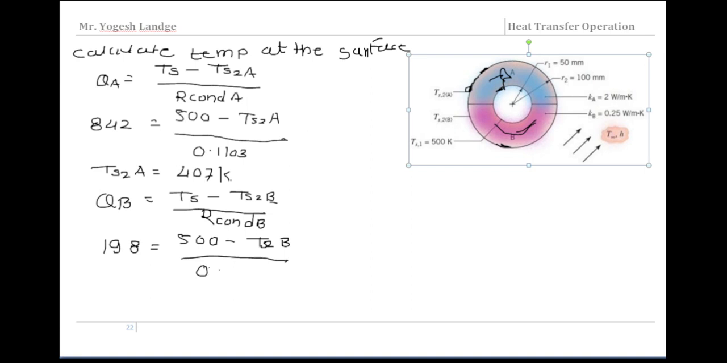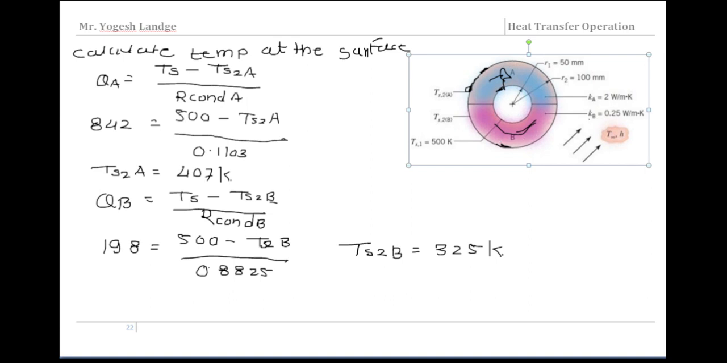The value of R conduction B is 0.8825. Once you do this calculation, you will get the surface temperature at section B, which is 325 Kelvin. So you can see how with material A the temperature is 407, but here we can reduce the temperature to 325.